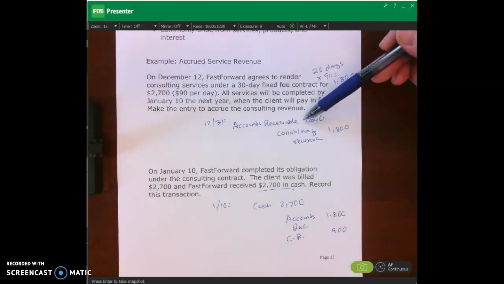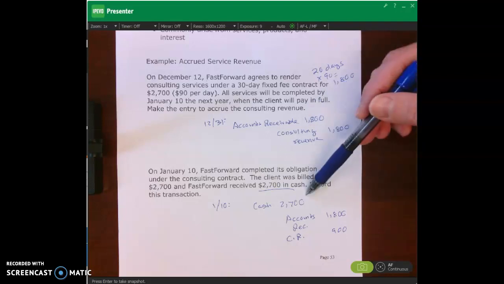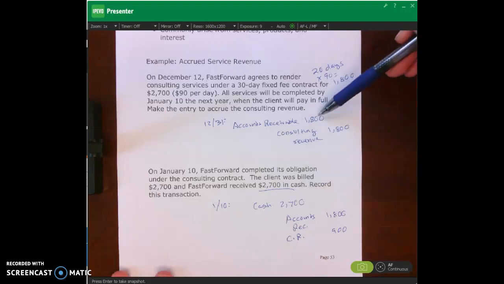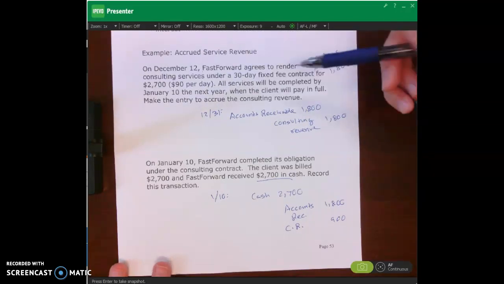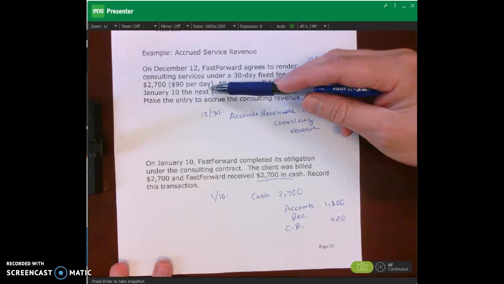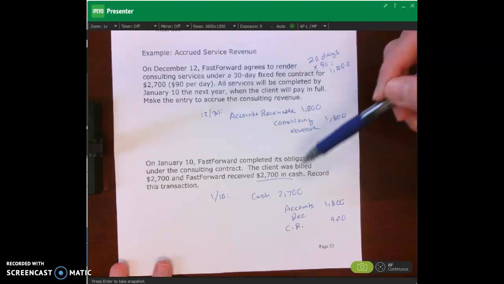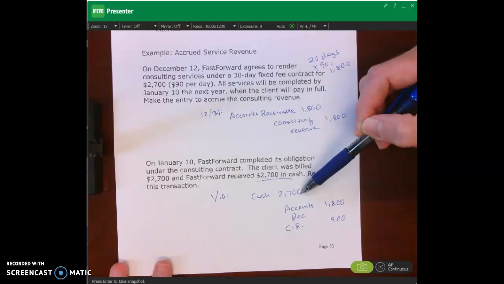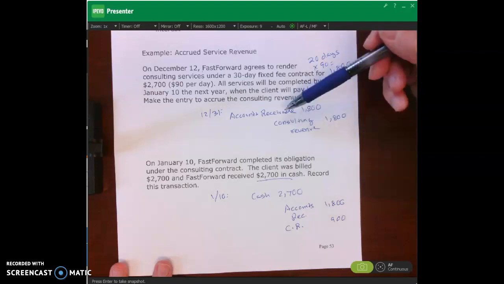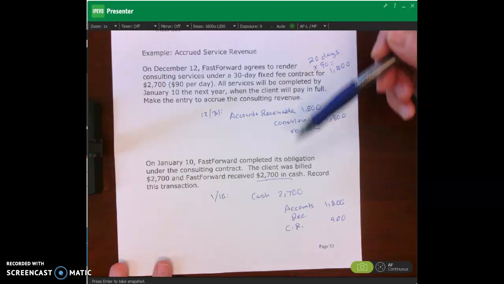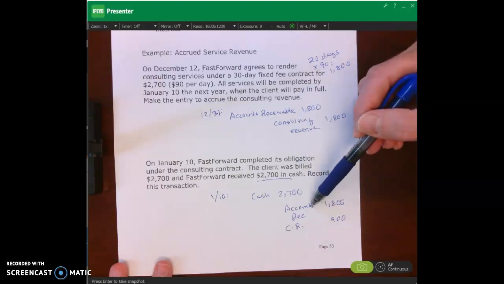So I don't debit cash because they don't get cash until the next accounting period. So I debit accounts receivable, and then I credit consulting revenue. On the 10th, when they get paid the $2,700, we debit cash. When we get paid, we debit cash. And then we credit the accounts receivable because, well, they don't owe us money anymore. Accounts receivable is an asset. How do I decrease an asset? With a credit. That's why it's credited.